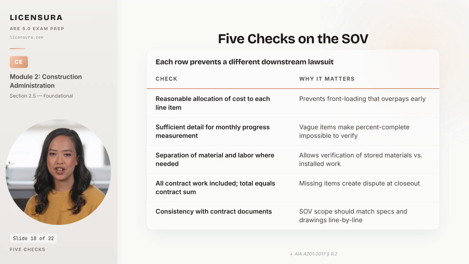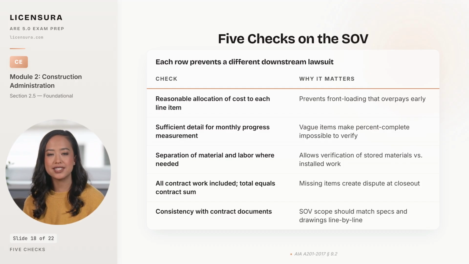Third, separation of material and labor where needed, because stored materials applications require a clean material number that the architect can verify independently of the installed work. Fourth, every line item of the contract work is included and the total equals the contract sum exactly. Missing items create disputes at closeout when the contractor argues some piece of work was never priced into the breakdown.